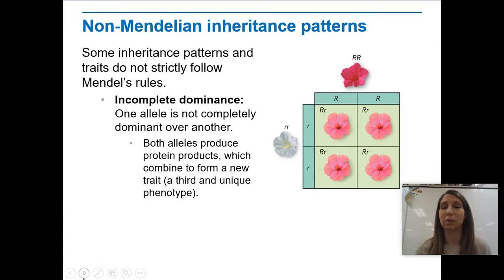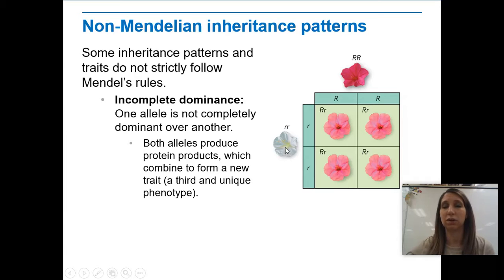So really, I don't have a true dominant allele in this scenario. I don't really have a true recessive allele. I get these intermediates in between them. So I've got here in text, both alleles produce protein products, and those proteins combine to create a third and a unique phenotype. All right, so we're looking at these flowers.